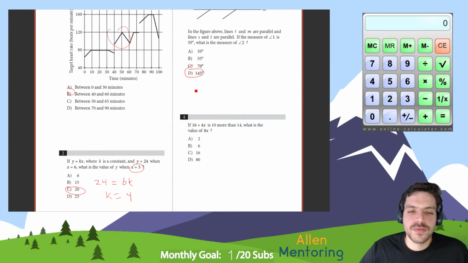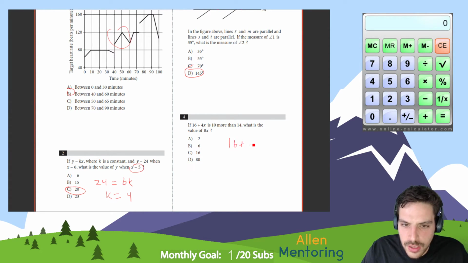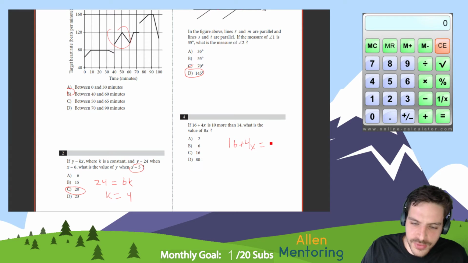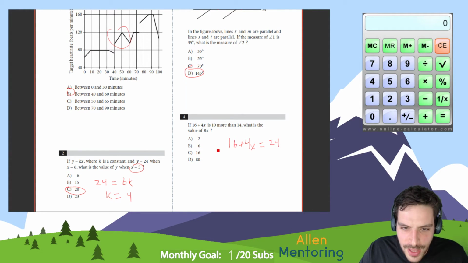Number 4. If 16 plus 4x is 10 more than 14, what is the value of 8x? So let's translate this into algebra. 16 plus 4x is, so "is" usually means equals, 10 more than 14. I guess they could have just said 24, right? Because that's 10 more than 14, okay. If that's the case, what is the value of 8x?